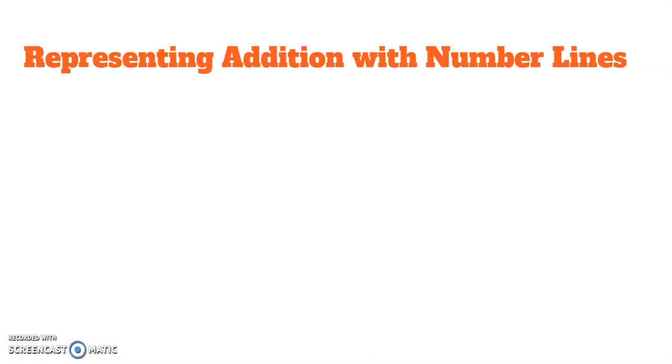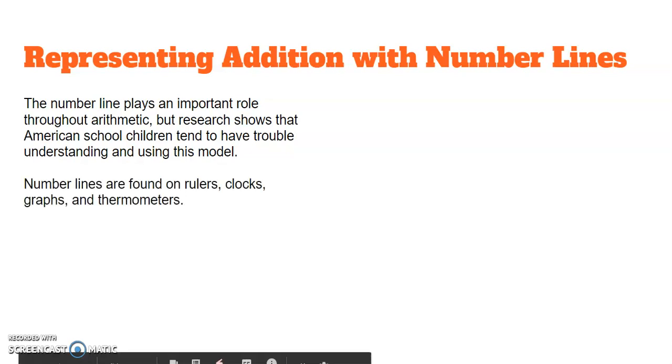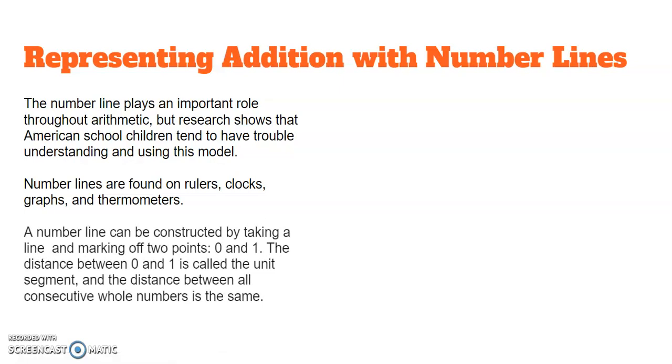we're going to start by representing addition with number lines. It's a simple tool used to help quantify what's happening for young children. It's a tool they're familiar with because many children learn how to count with a number line. Research shows that American school children tend to have trouble understanding and using this model, but number lines are found in real life on rulers, clocks, graphs, thermometers.